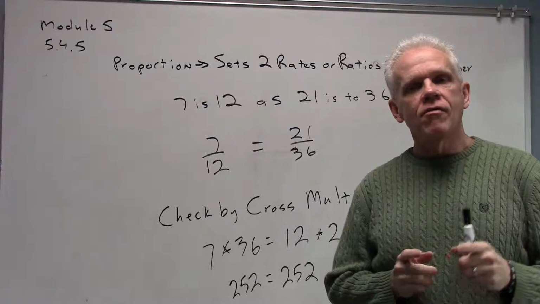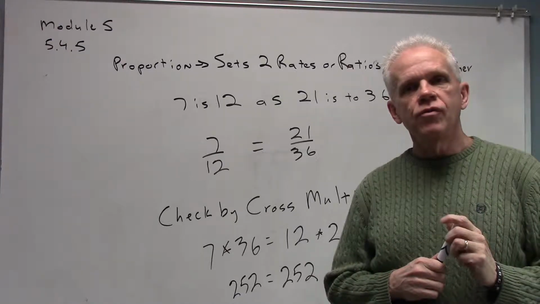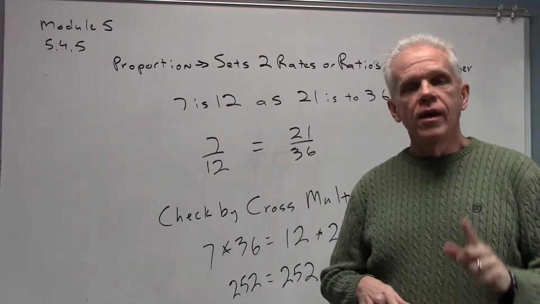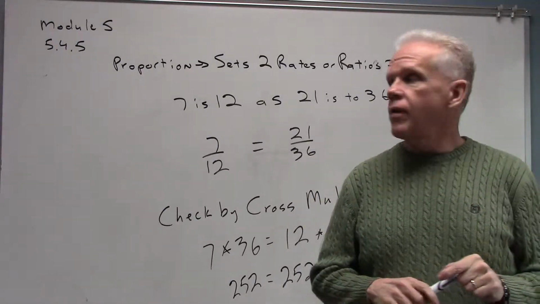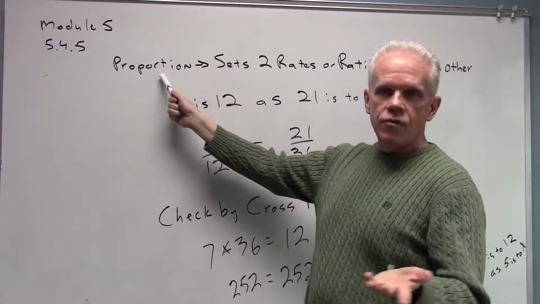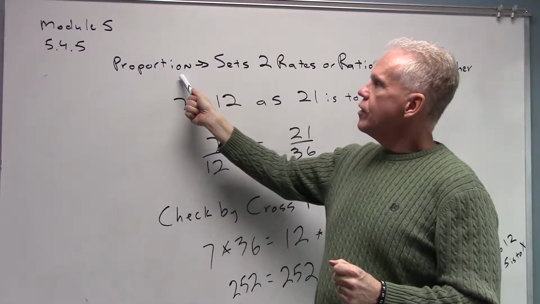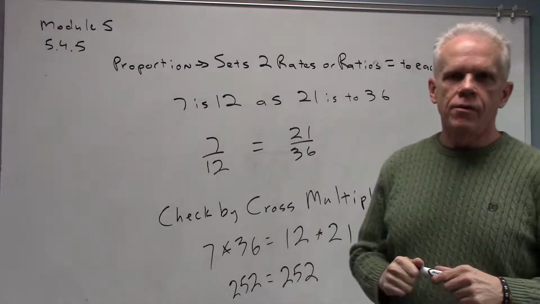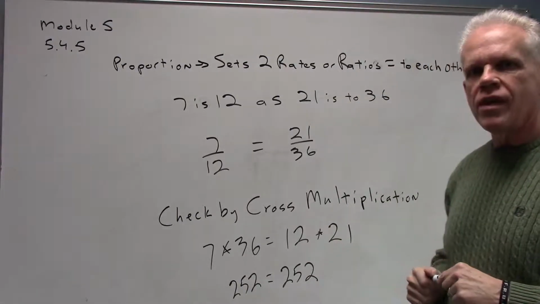We are in Module 5 working on ratios, rates, and proportions. I want you to capture what you've got on the board right here into your notes, if you would. A proportion happens when we set two rates or ratios equal to one another. Two rates or ratios equal to one another.